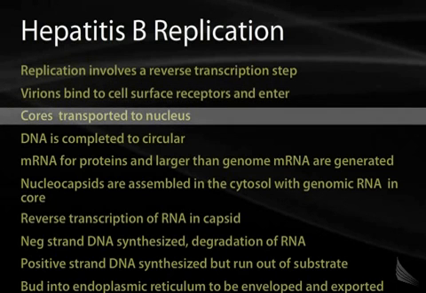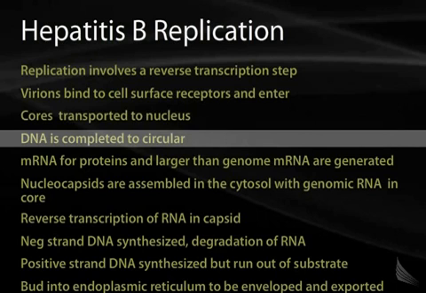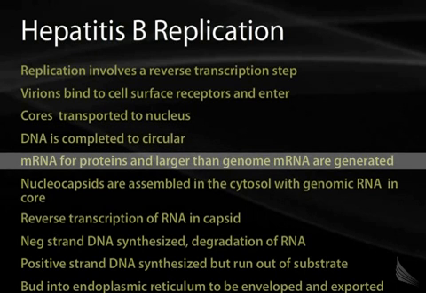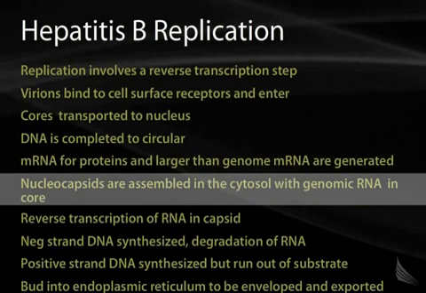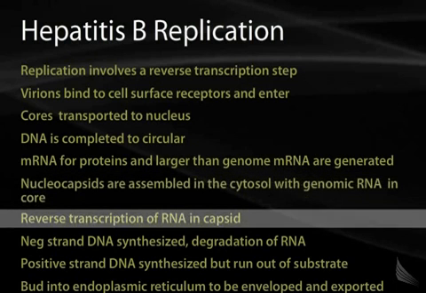The core is transported to the nucleus. The DNA is completed into a circular strand, and then mRNA for proteins larger than the genomic mRNA are generated. Nucleocapsids are assembled in the cytosol with genomic RNA in the core. Reverse transcription of RNA happens in the capsid.